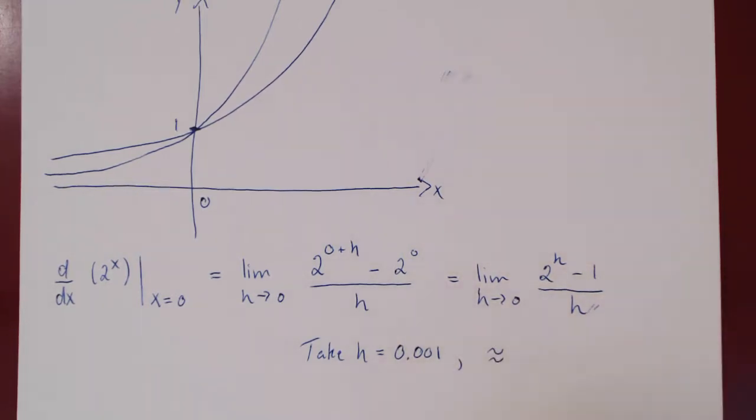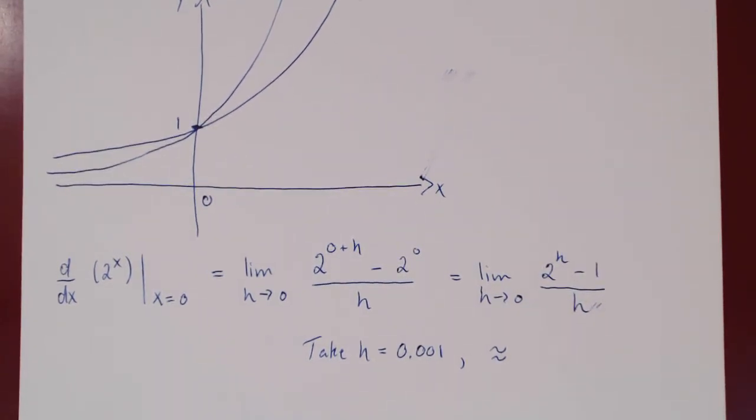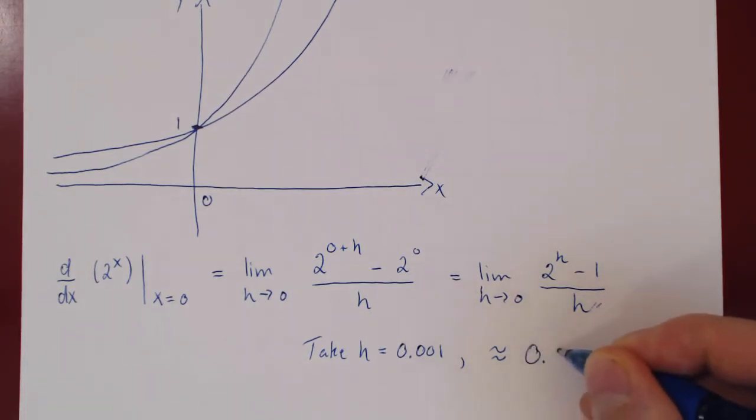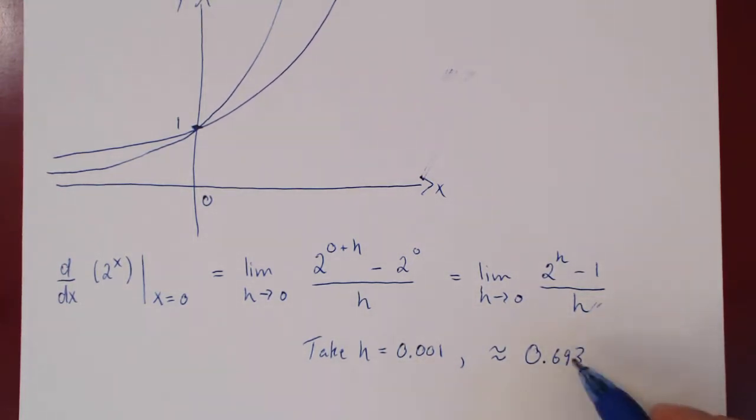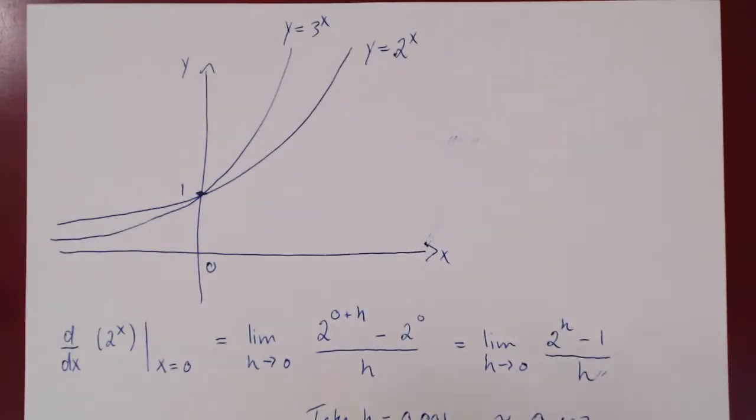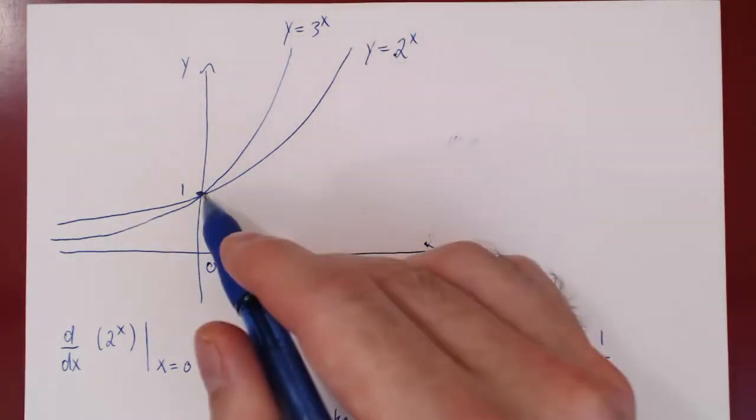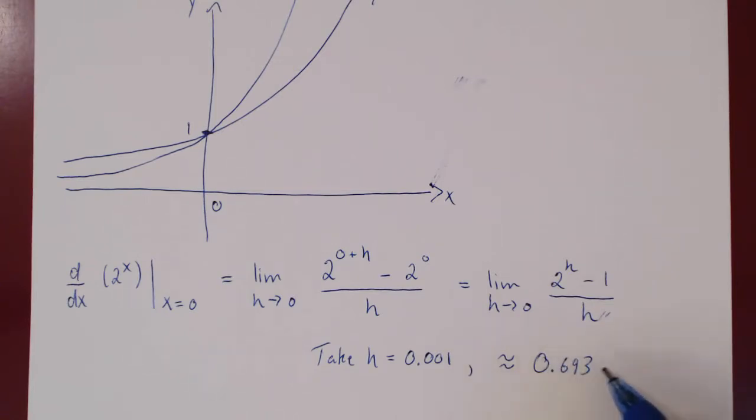Then we'll have an approximate slope. So replace h in the expression here by 0.001. With the help of your calculator, you will find approximately 0.693. So roughly speaking, this is only an estimate of the derivative of 2 to the x at the point 0. So roughly speaking, the slope of y equals 2 to the x at x equals 0 will be a little smaller than 1, roughly 0.693.